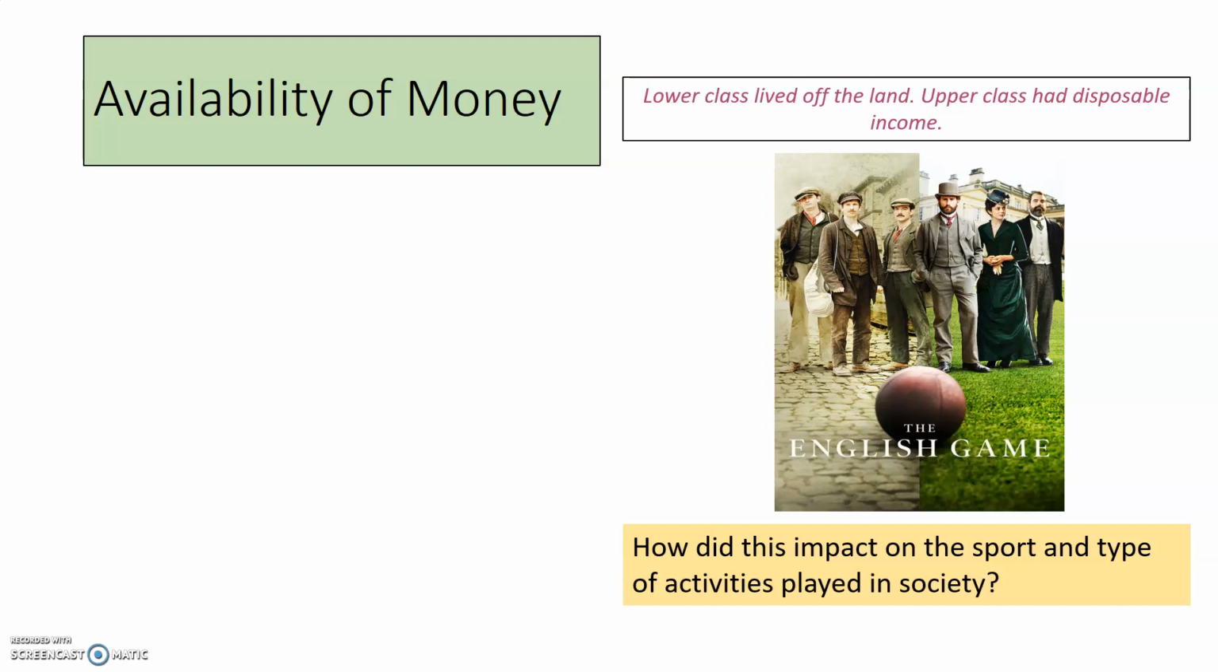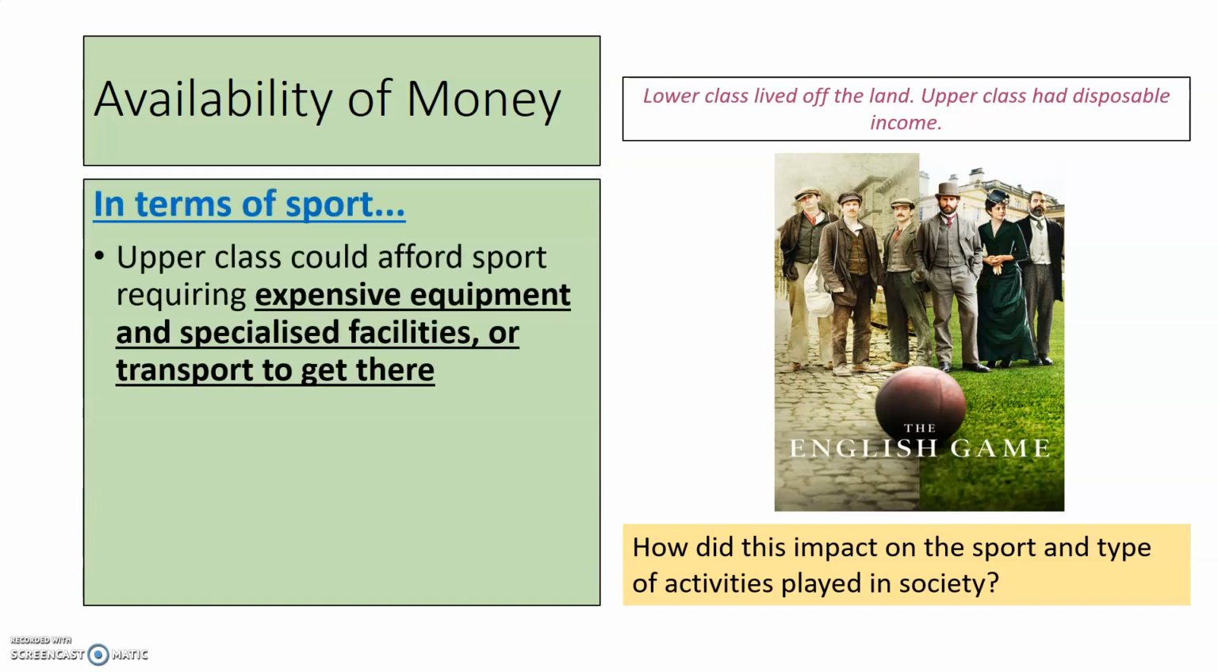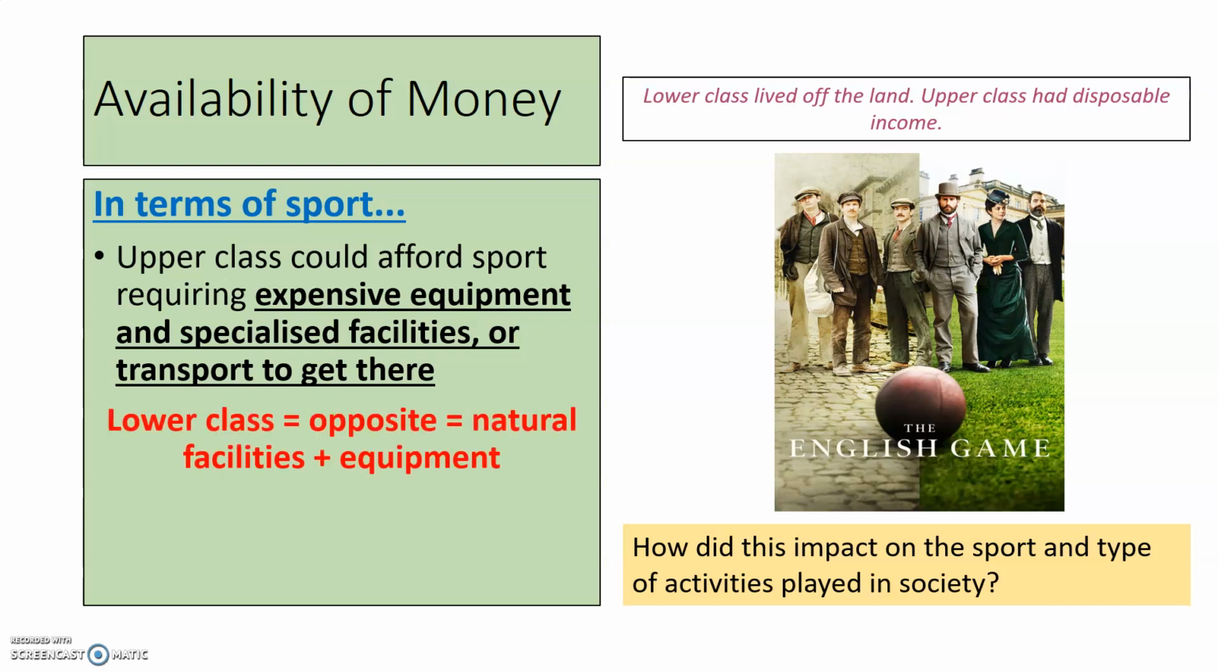Pause your video here. Okay, so hopefully you've mentioned things like the fact that upper classes could afford that expensive equipment, specialised facilities, or transport to get them to the various events. Okay, the lower classes, complete and utter opposite. They had to use natural facilities, so localised fields and areas that they had close to them, and obviously the equipment would have been very limited as well.